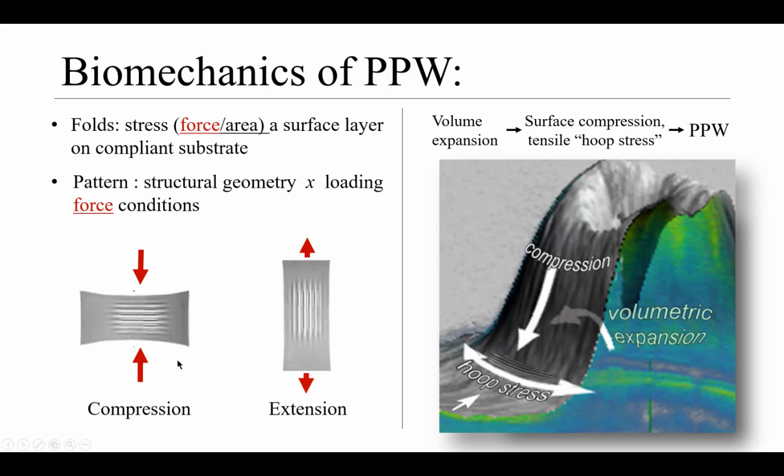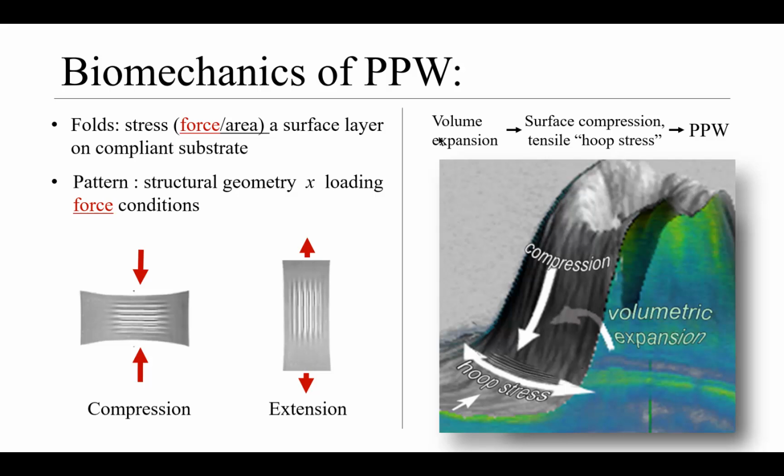Why does this happen? Well, folds come about whenever you apply a force or stress to a surface layer on a compliant substrate. And the pattern of folds is a function of its structural geometry and the way in which you apply the force, the loading force conditions. If you compress a surface layer, folds will form perpendicular to your compression. If you pull it and apply a tensile force, the folds will align themselves with the direction of the tensile force.